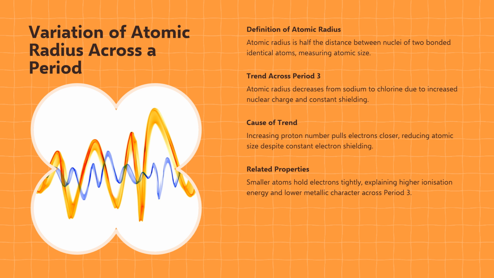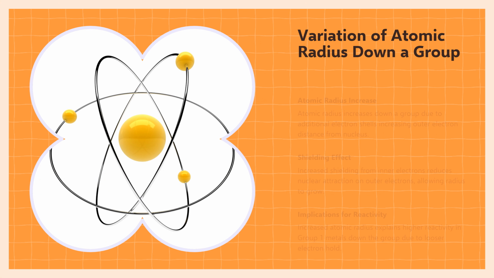This trend occurs because, although each successive element has an additional proton in the nucleus, the added electrons enter the same principal energy level. As a result, shielding remains relatively constant. The increasing nuclear charge exerts a stronger electrostatic attraction on the outer electrons, pulling them closer to the nucleus and reducing atomic size. Down a group in the periodic table, atomic radius increases.